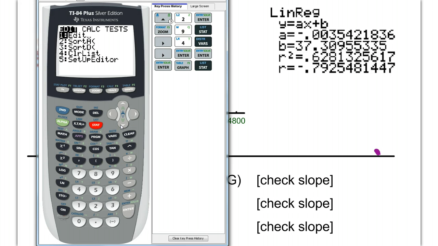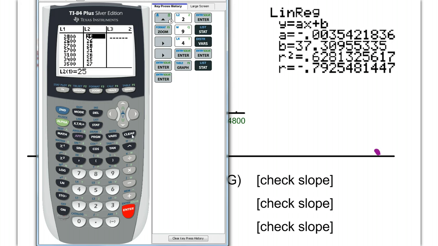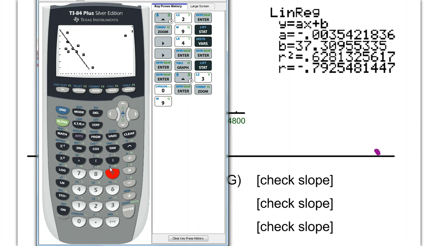So we go to Stat, we go to Edit, we go down to the bottom of our list 2, change that 2 to a 30, and then we're going to calculate our, well, let's just look at the scatter plot right away. Let's go to Zoom 9 to see what it looks like.